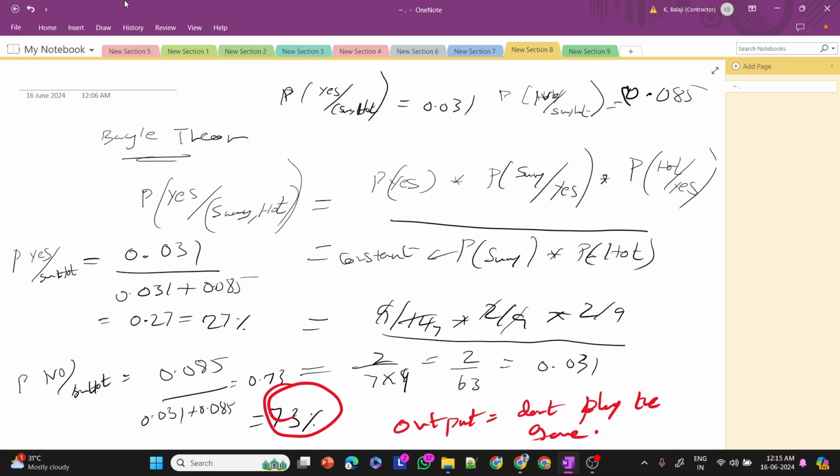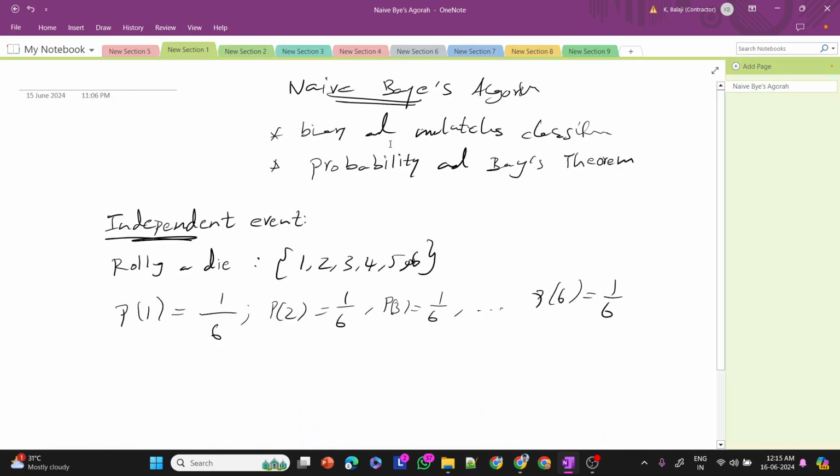Okay, like this the Naive Bayes algorithm uses probability and the Bayes theorem to compute a prediction, or to make a decision, or to make a conclusion.